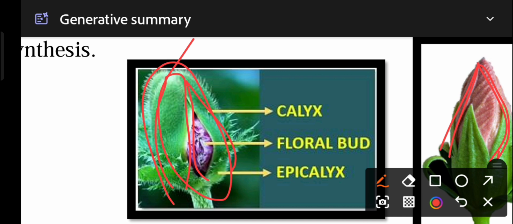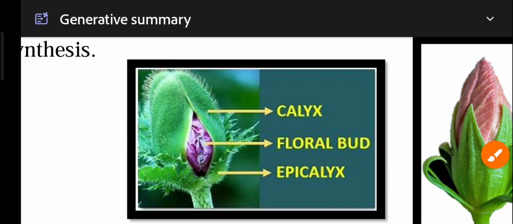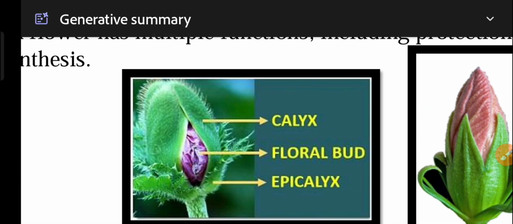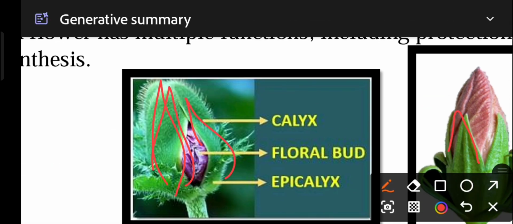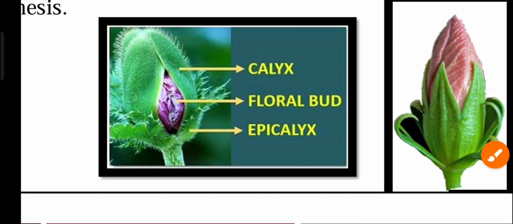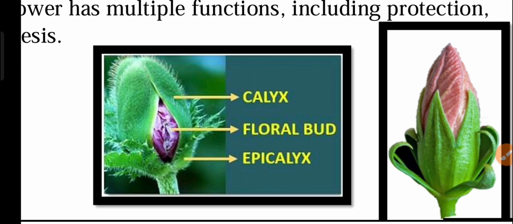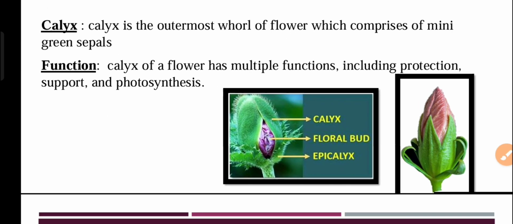This is all about the function of support. And then the third one is photosynthesis. Due to the presence of the calyx, these green leaf-like structures help to produce glucose, that is the food product, and it supplies it to the flower bud.